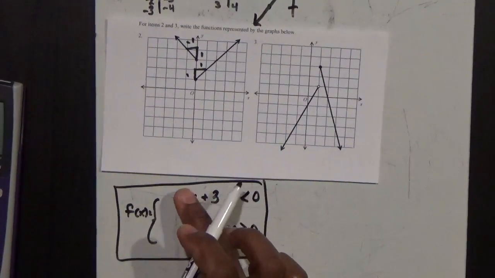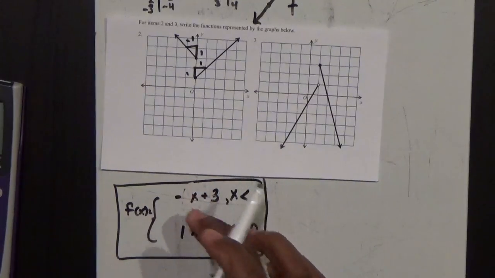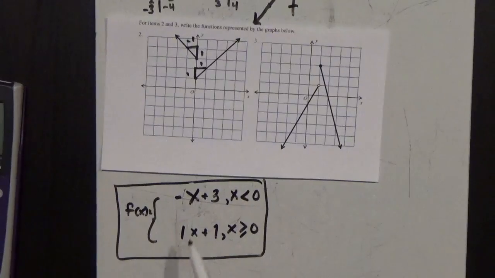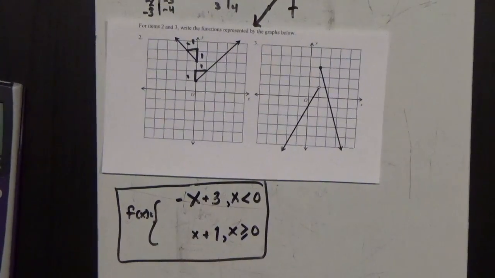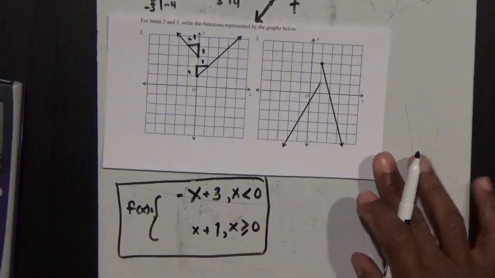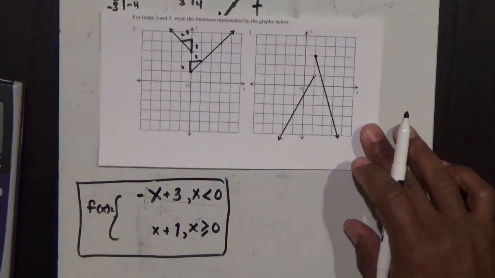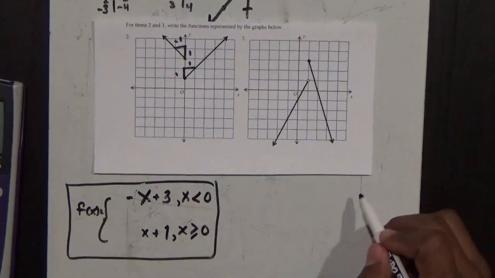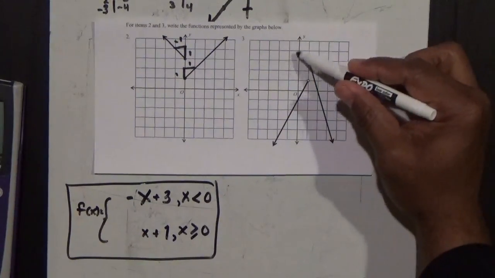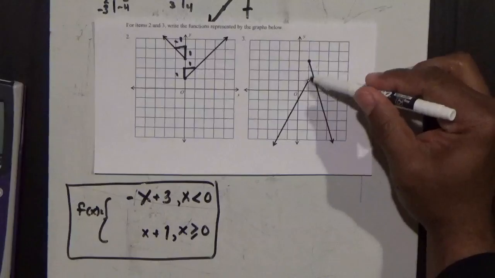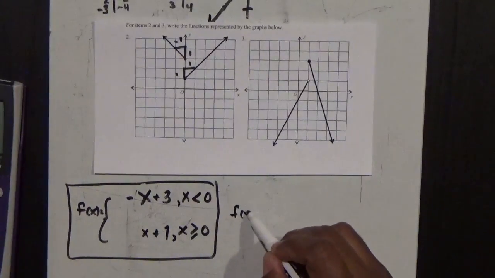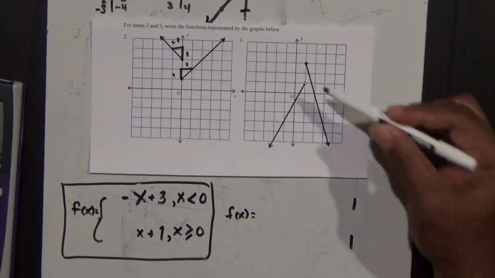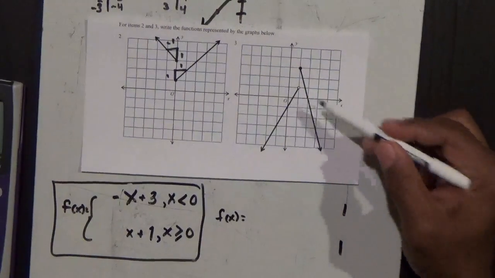Now, you don't need the 1's. You can erase the 1's and just have negative x plus 3 and x plus 1. The second problem, number 3: the critical value is not at 0 like before, but it is at 1. It's at x equals 1.